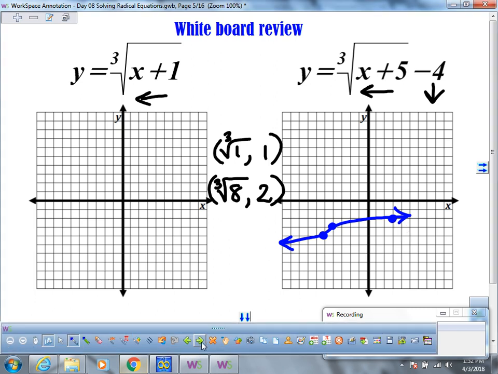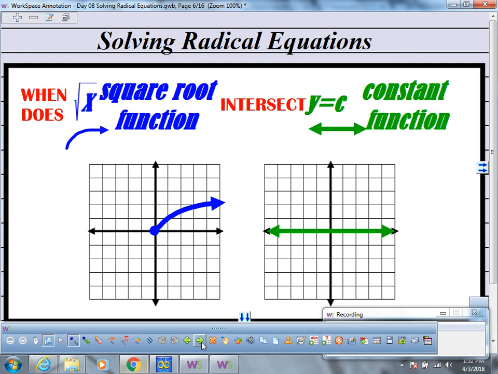All right, moving on. So this is what we're going to do today, solving radical equations. Remember, probably a couple chapters ago, we would split an equation into 2 and graph the 2 functions. You guys remember that? Vaguely? That's what we're going to do today.